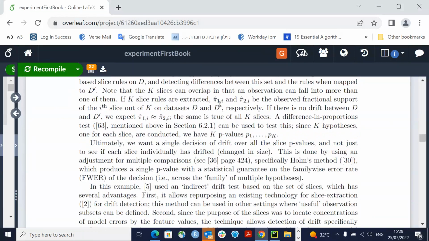So for each slice i, we take the fraction of observations that fall into it. That's the first one, and the second is the fraction of observations that fall into this slice in the second data set. Then the idea is that if there's no drift, we expect on average that a given slice should have about the same proportion of coverage in the two data sets. And if this is generally true across all k slices, then there appears to be no drift.